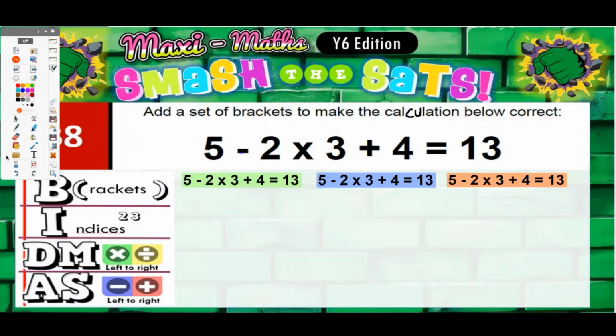Question 8. Add a set of brackets to make the calculation below correct. We've got 5 take away 2 times 3 plus 4 equals 13. Now, we've got 3 different operations here. We've got subtract, multiply, and add, and we're trying to make 13.